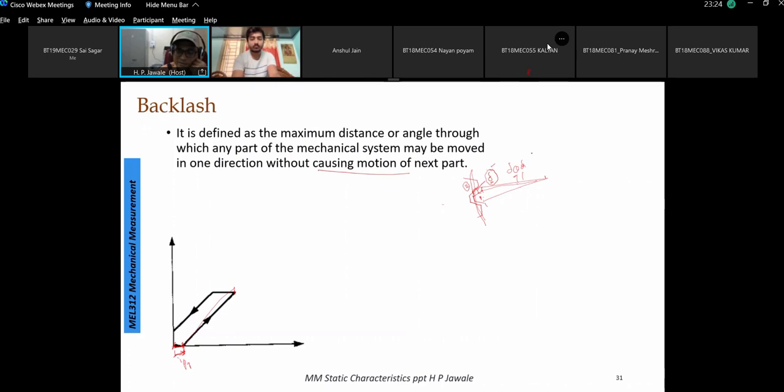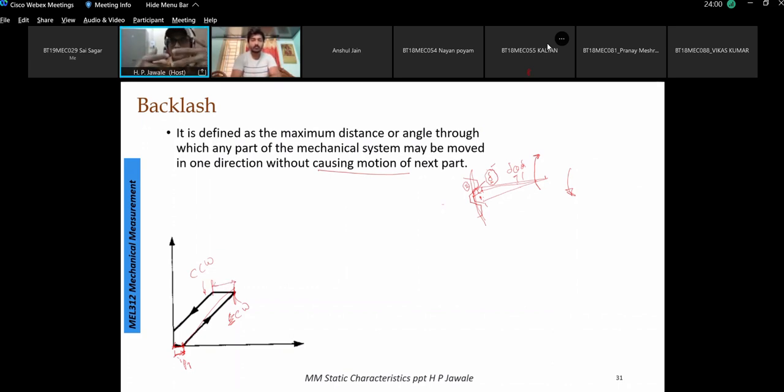Now when I reverse the direction, say from counterclockwise I now go to clockwise. So this is the behavior for counterclockwise motion. When I start moving from clockwise to counterclockwise motion here, again it starts with the minimum motion corresponding to del or del theta, so that there is no motion of part 2 again.